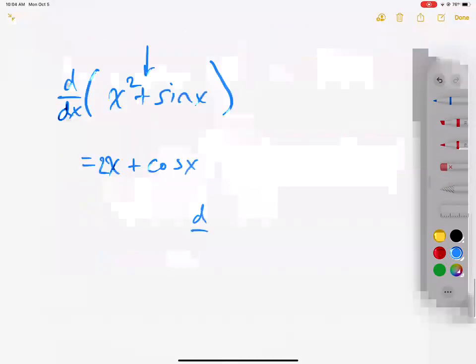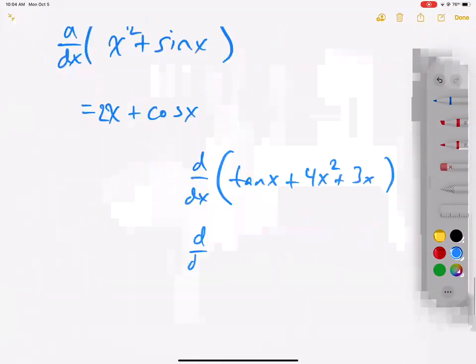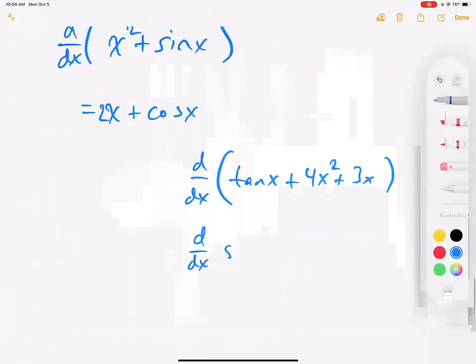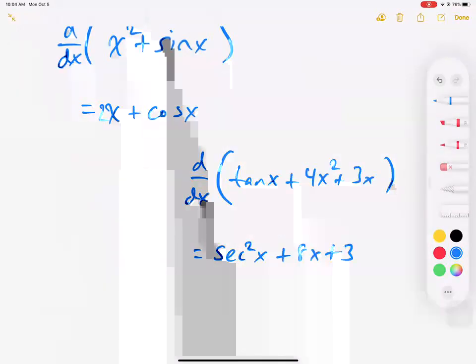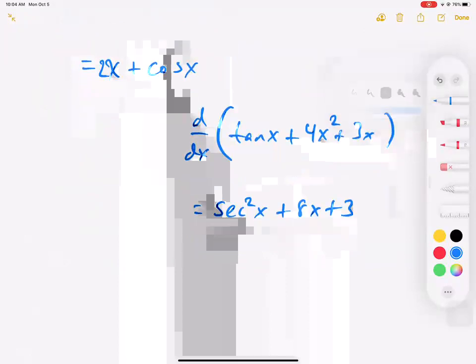The derivative of tangent x plus 4x squared plus 3x is equal to secant squared x plus 8x plus 3. Let's throw a constant in front of that.